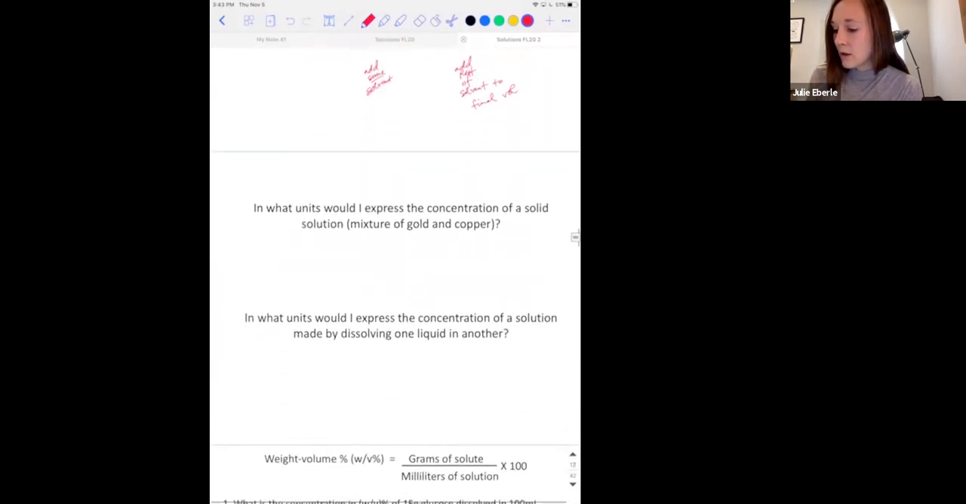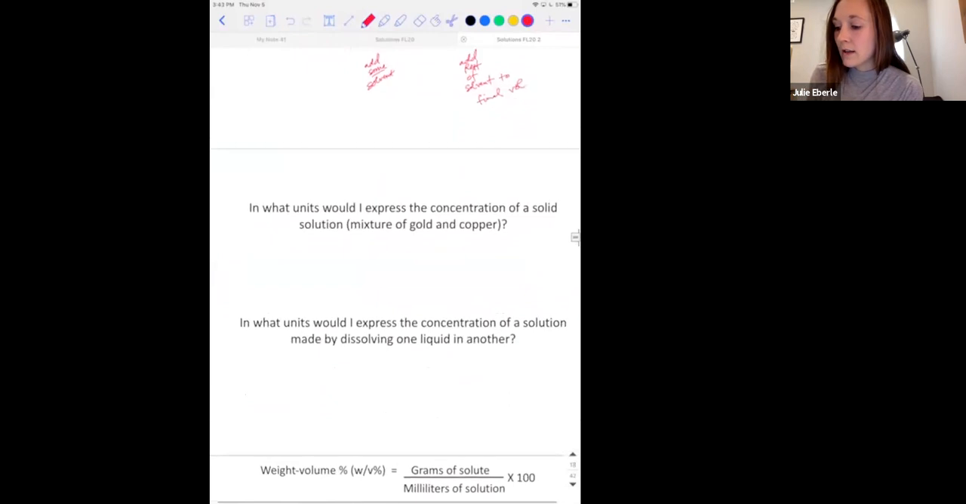I really would love to skip over this slide. All this is saying, I'm just going to breeze through it real quick. If you have a solid solution, for example, a solid solute and a solid solvent, what would you express units of concentration in? If you were doing weight volume percent, it would not be weight per volume, it would be weight per weight, essentially, because you have two solids.